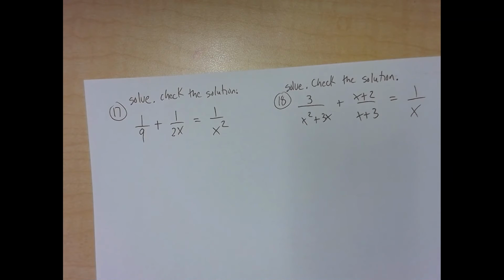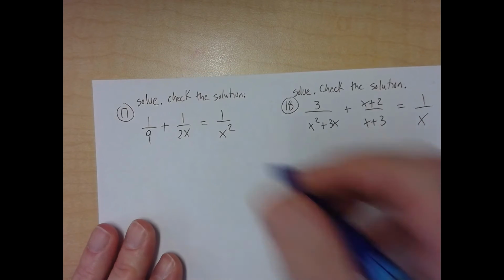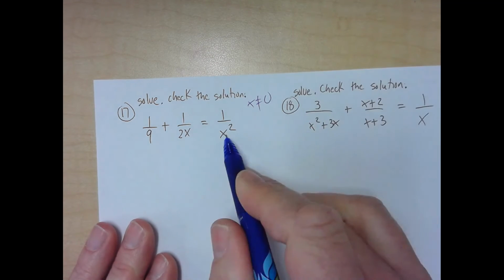Okay, last page. Woohoo! Last page. Number 17 is a clear the fraction problem. Again, x cannot be 0 on this one. X cannot be 0 because you would cause division by 0.